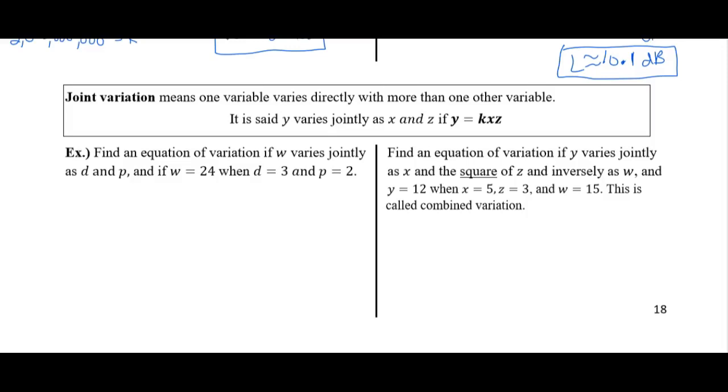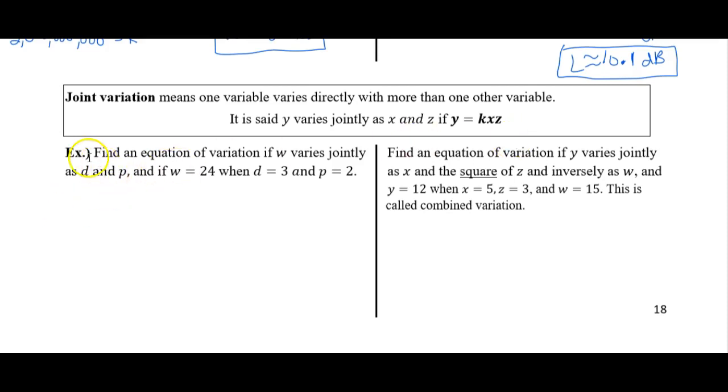In these last examples of variation, we're going to talk about joint variation and combined variation. So first, joint variation means one variable varies directly with more than one other variable. So it's still direct variation, hence we see y equals kx, but there's more than one variable, so kxz. It is said y varies jointly as x and z if y equals k times x times z. So jointly is another version of direct variation.